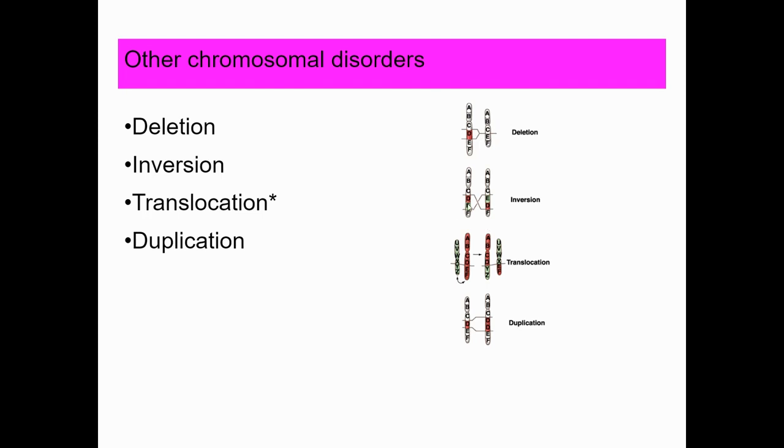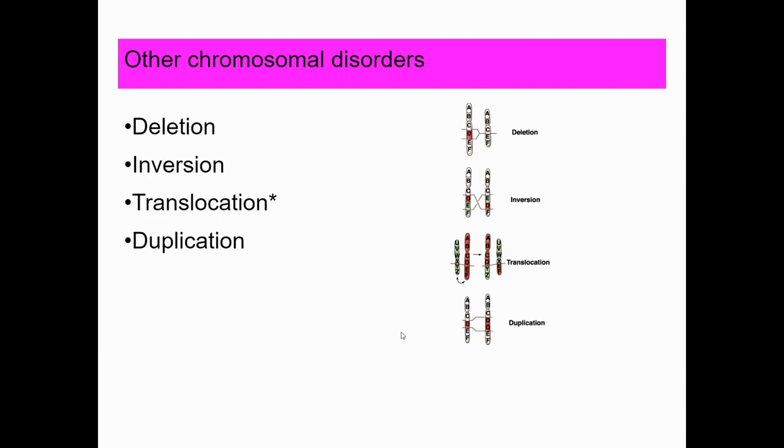Inversion is when it gets flipped. So the D and the E are going to trade places, and it's going to be A, B, C, E, D, F. So when you are trying to make your protein, it's going to be in reverse, and you're not going to make a good protein, and that might cause a disorder.